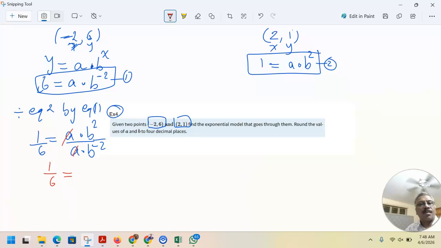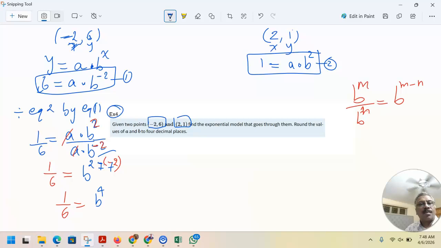Here we can use, if we have b raised to m divided by b raised to n, this is called the quotient of powers, the same as b raised to m minus n. So if this is 2 and this is minus 2, we can write b only once. It is 2 minus of minus 2. So that becomes 1/6 equals b raised to, 2 negatives mixed with positives, and 2 plus 2 becomes 4.